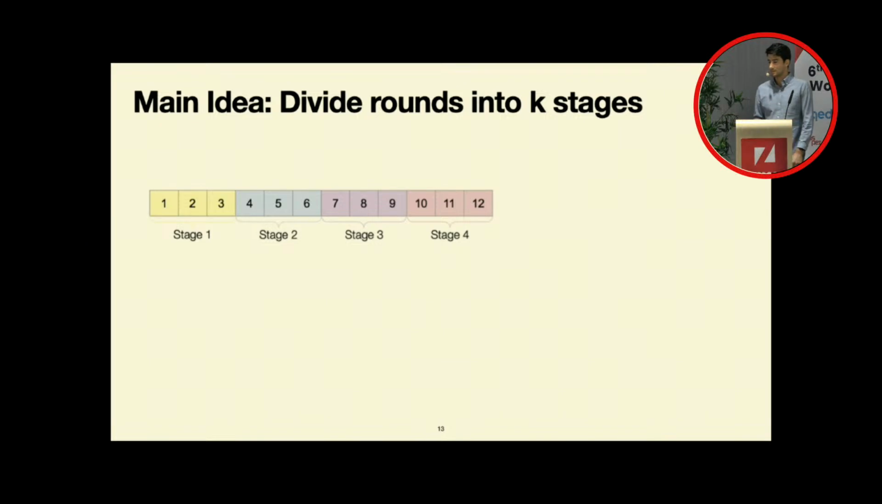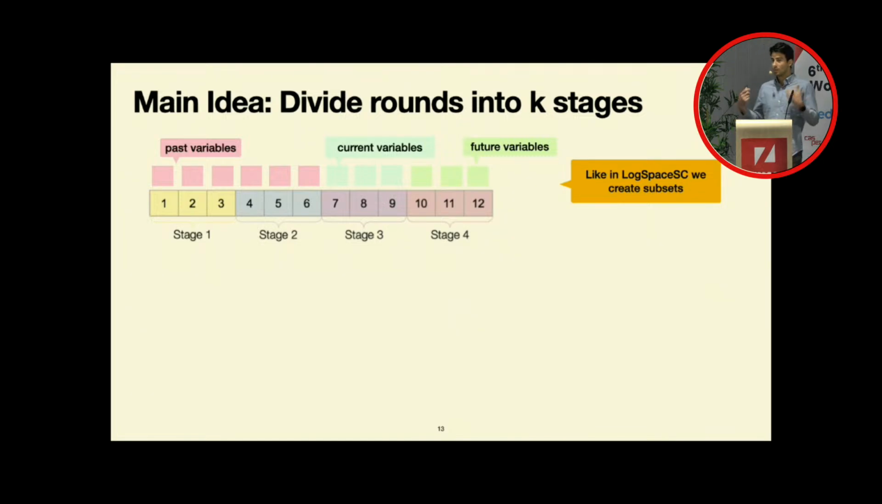Questions? Great. OK, so let's look at some techniques. The main idea we have here is that we want to divide the rounds of our protocol into stages. The number of stages is defined by k. As we go forward, remember that we want to incorporate techniques from both log space Sumcheck and also linear time Sumcheck.